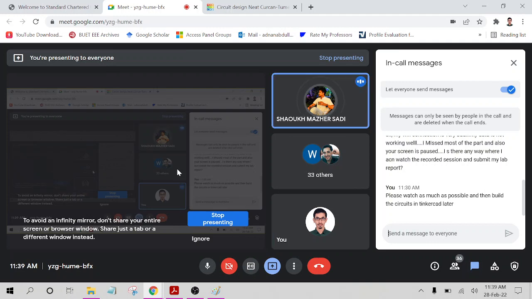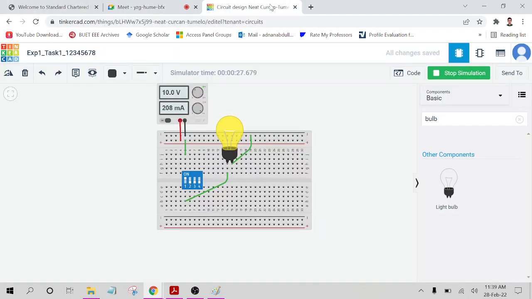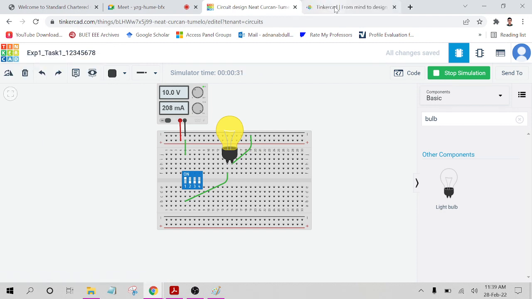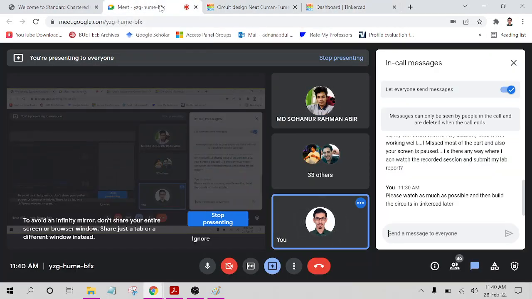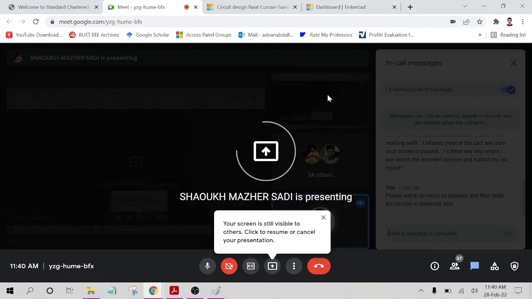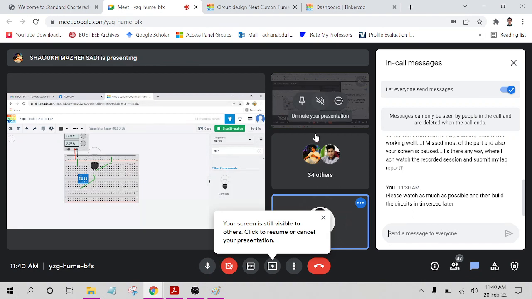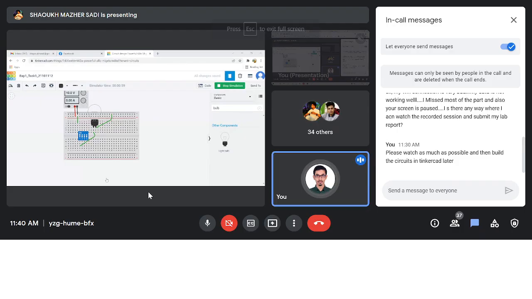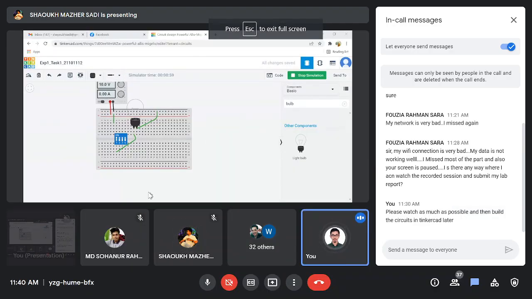Sir, mine is not working. Okay, just a second. Sir, I'm done. Should we? Okay, just wait a few minutes. We will draw another circuit. Sir, will it be saved? Yeah, it will automatically be saved. Don't worry. Okay, let's see what the problem is.